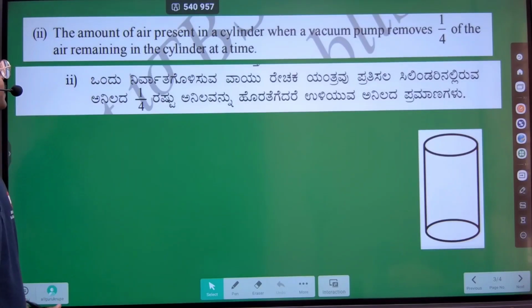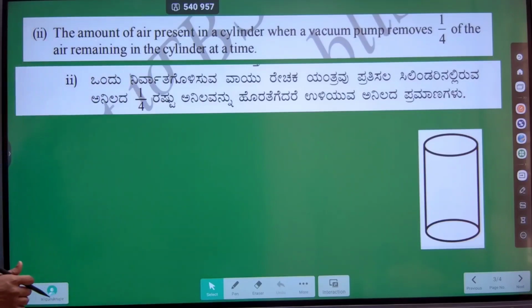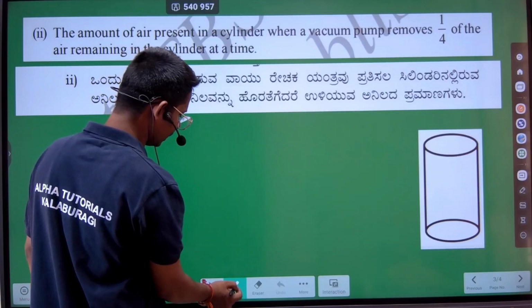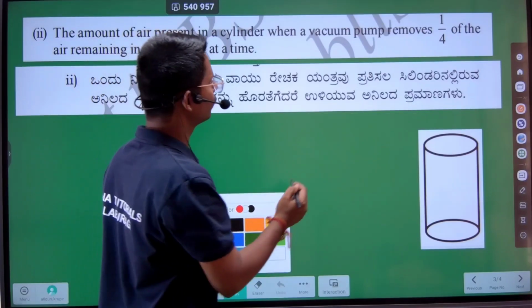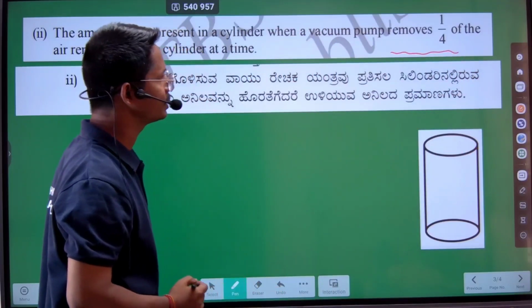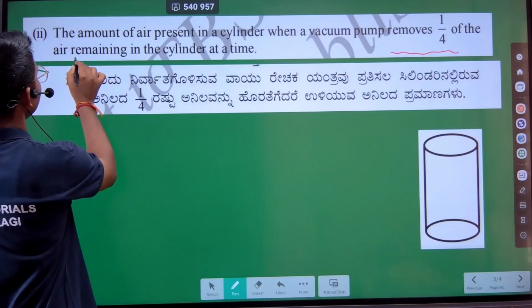The amount of air present in a cylinder when a vacuum pump removes 1/4 of the air remaining in the cylinder at a time. So first you need to understand the key words. So removes 1/4. 1/4 means you can say even 25%. 1/4 of the air remaining in the cylinder at a time.